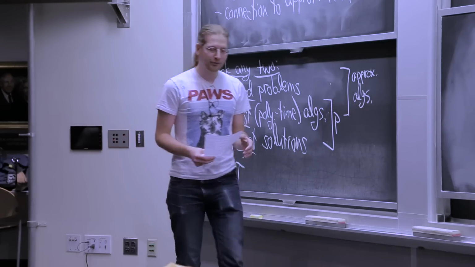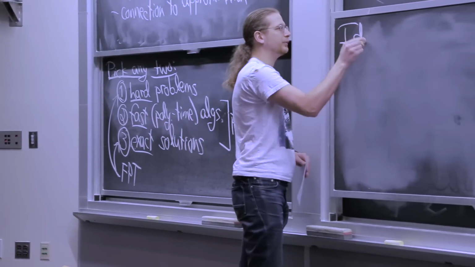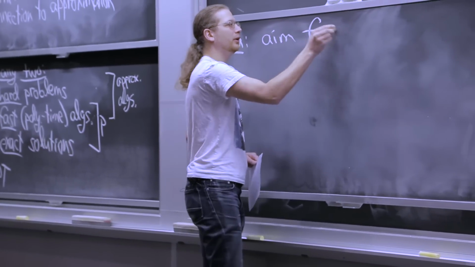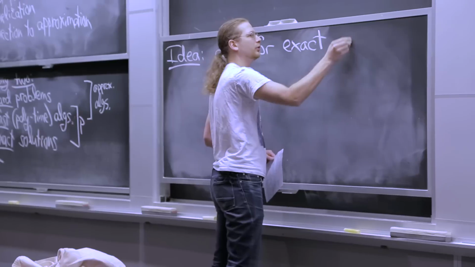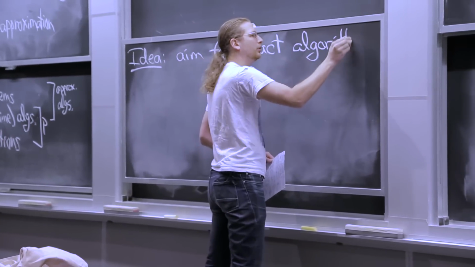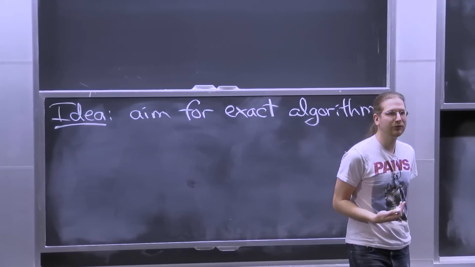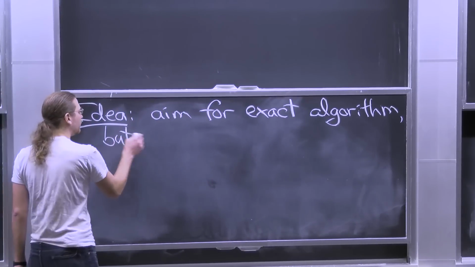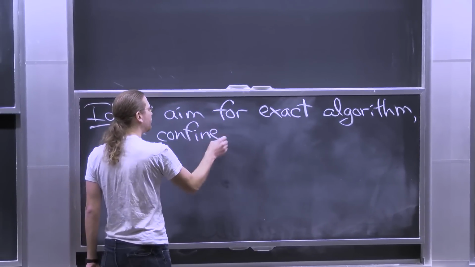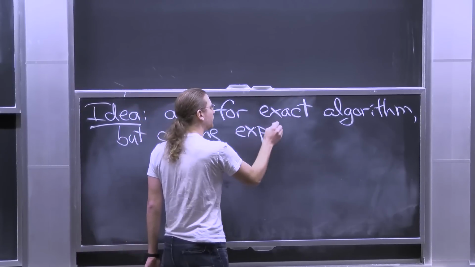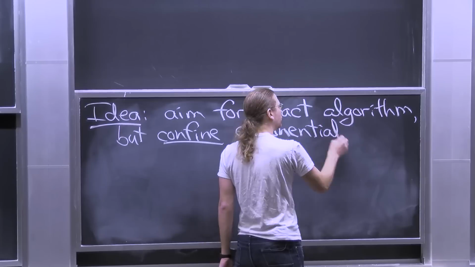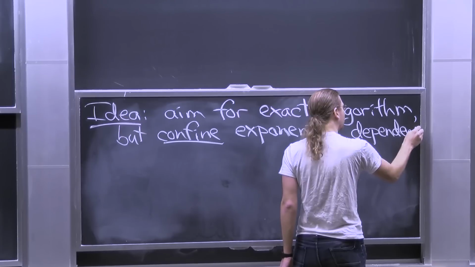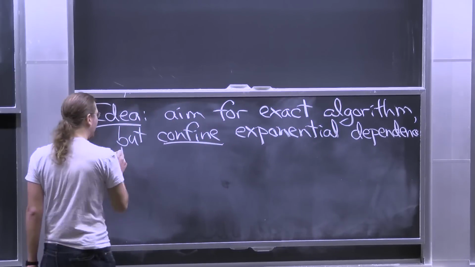So what's this parameter business? In general, the idea is that we really want an exact solution to an NP-hard problem, which means it has to take exponential time in the worst case. But we want to confine the exponential dependence to something called a parameter.